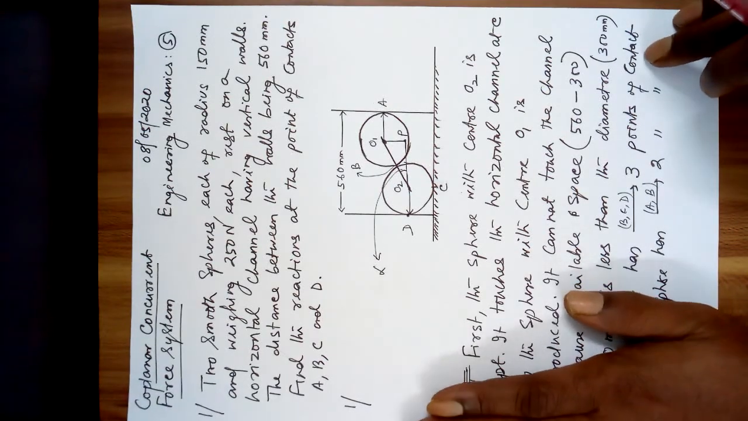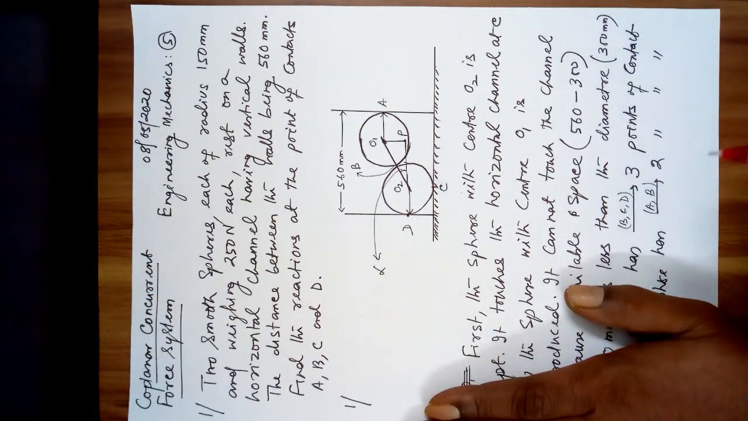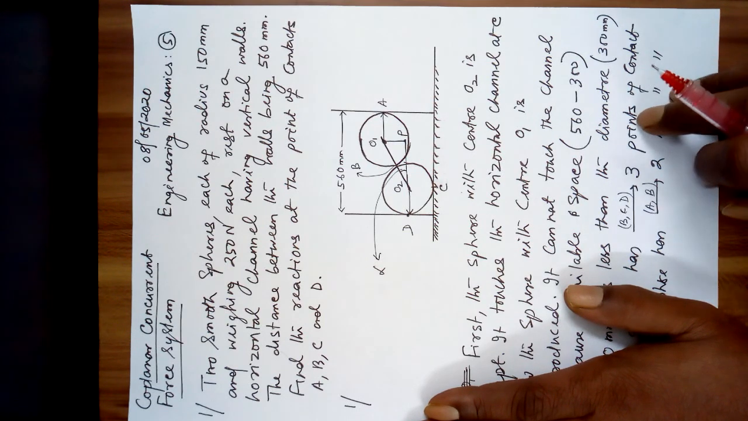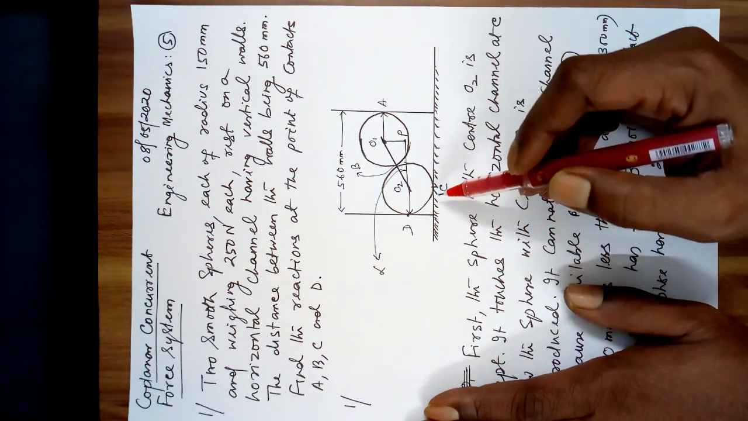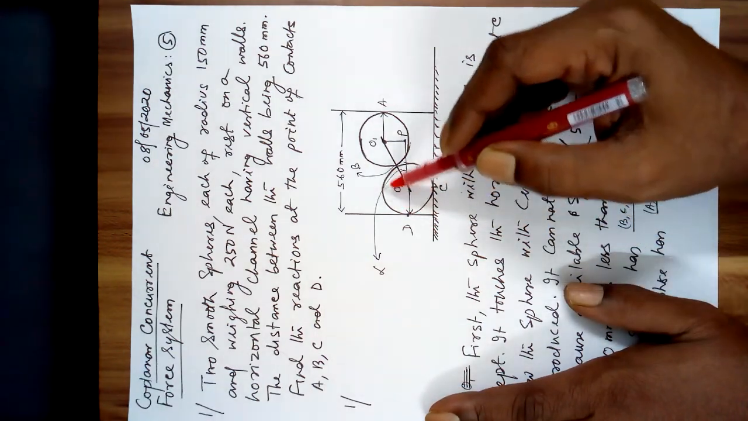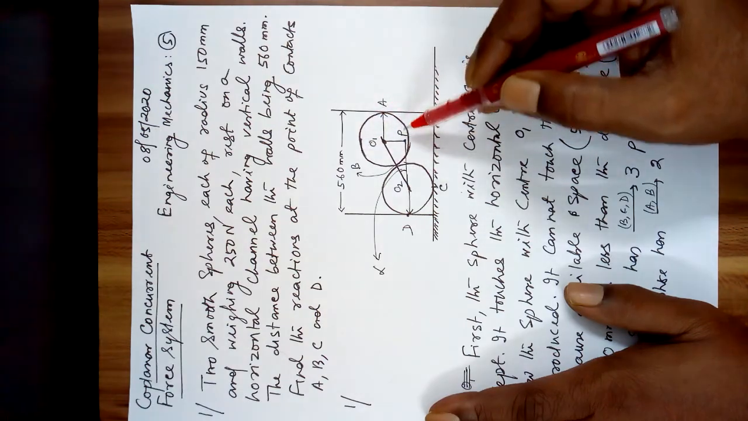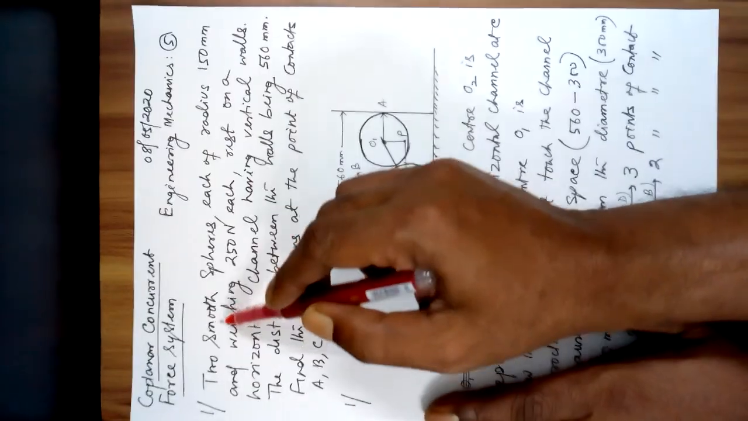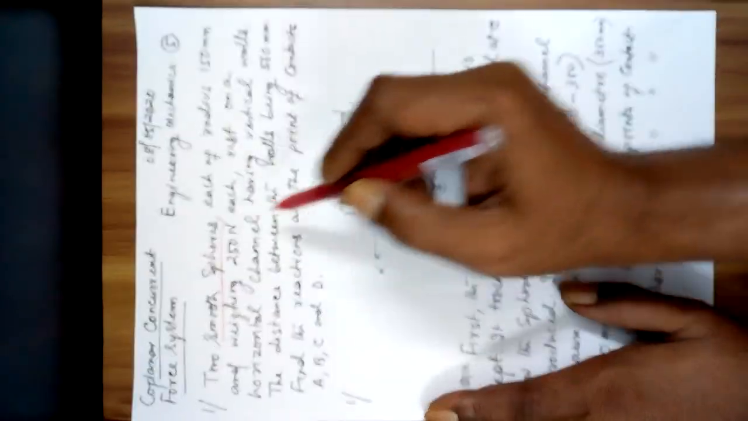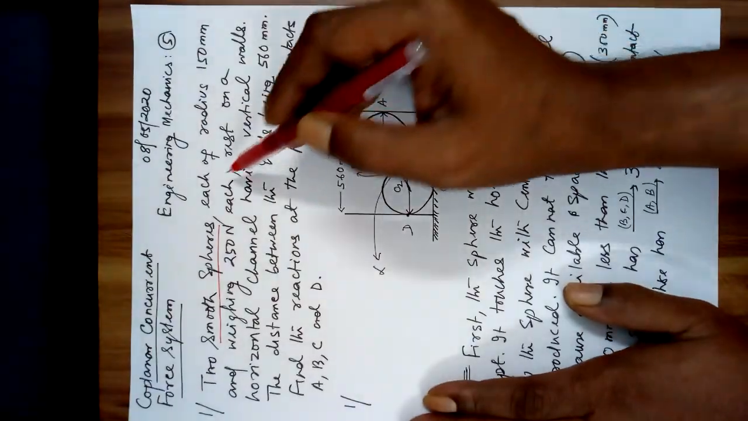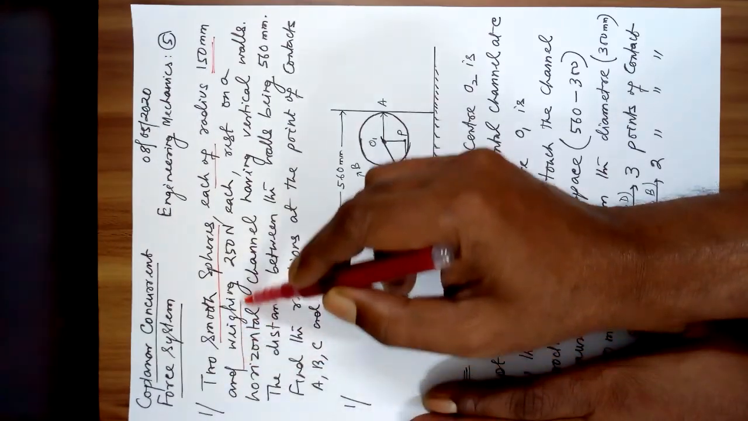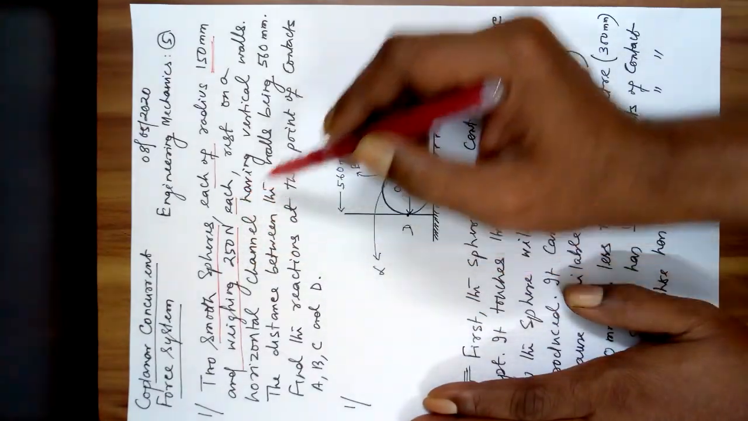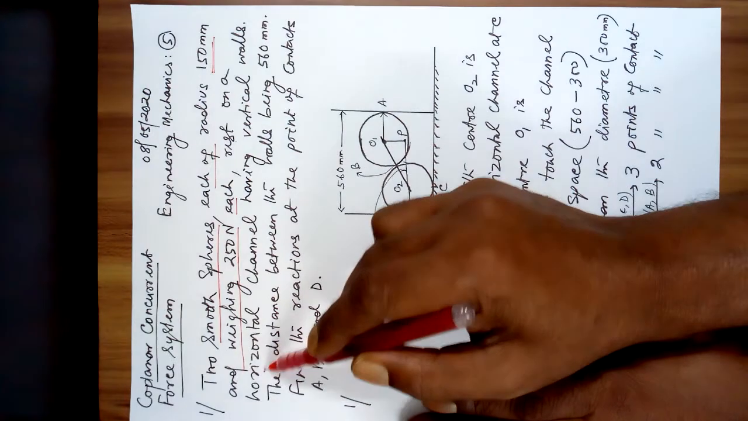Now another numerical on coplanar concurrent force systems, that is, how to apply equilibrium of forces. Here we have one sphere and another sphere, two smooth spheres. Smooth means at the point of contact there is no friction. Each has a radius of 150 millimeter and weighs 250 Newton each, and rests on a horizontal channel.